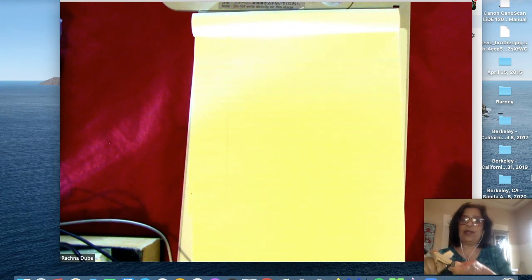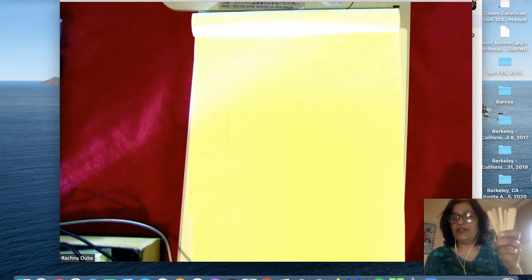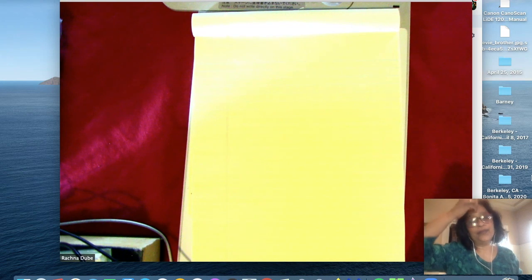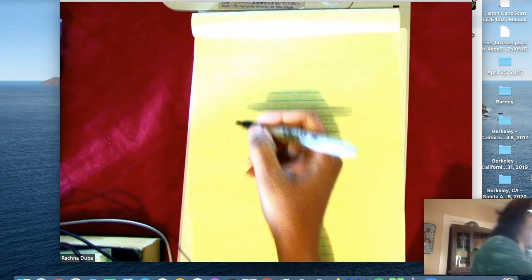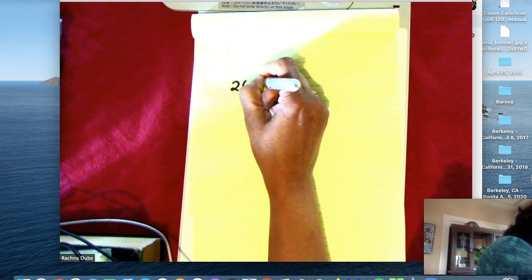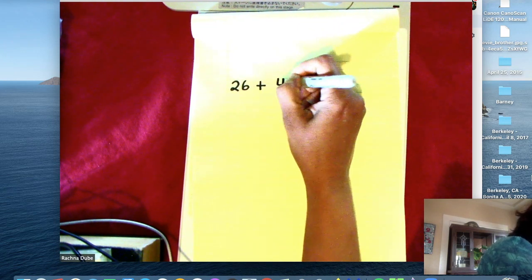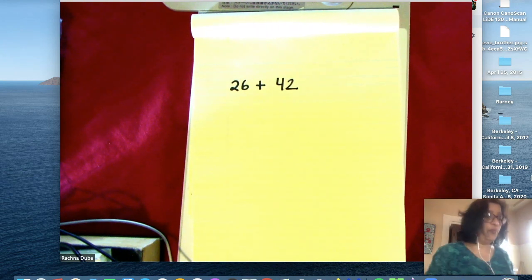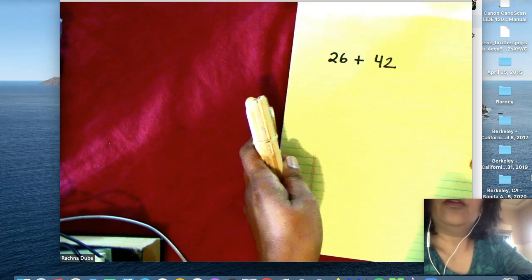I'm going to take one bundle off, and now I have 10 sticks. I can use the loose sticks. So if I'm adding big numbers, like if I have 26 plus 42, right? Now, you might think, whoa, that's for big kids, right? But actually, you can do it too.